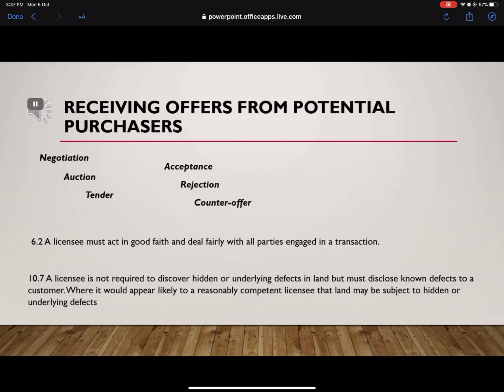The role of an agent when receiving offers is that all offers and negotiations go through them. Under Section 6.1 of the Real Estate Agent Act, the licensee must act in good faith and deal fairly with all parties engaged in the transaction. And under Section 10.7, they must disclose any known defects in the property to the customer involved.